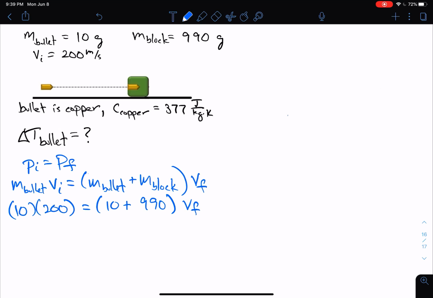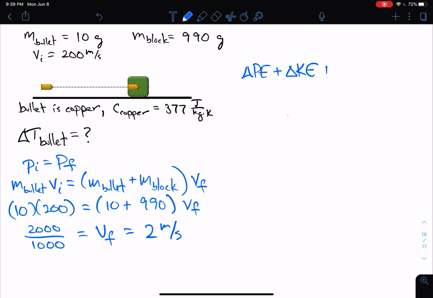Solving for V final, this is going to be 10 times 200, which is 2,000, and I'm going to divide it by 10 plus 990, which is 1,000. So divided by 1,000, that's going to equal V final, and that's going to end up being 2 meters per second. So now we can move on to energy analysis. We can use conservation of energy: delta PE plus delta KE plus delta TE equals 0.